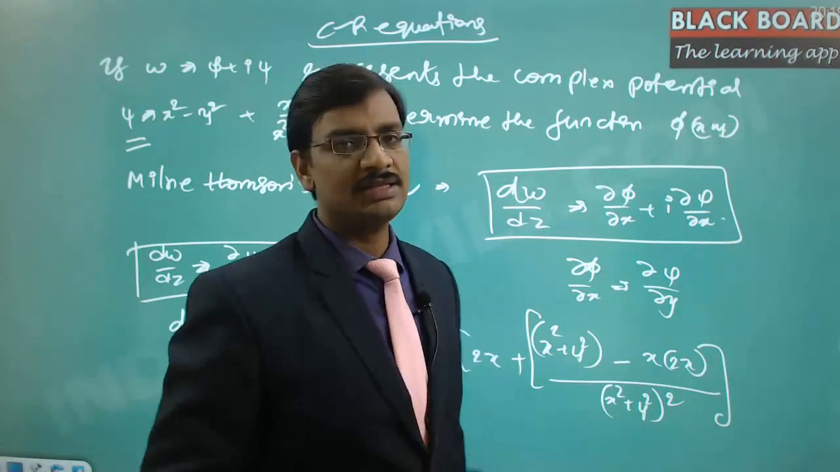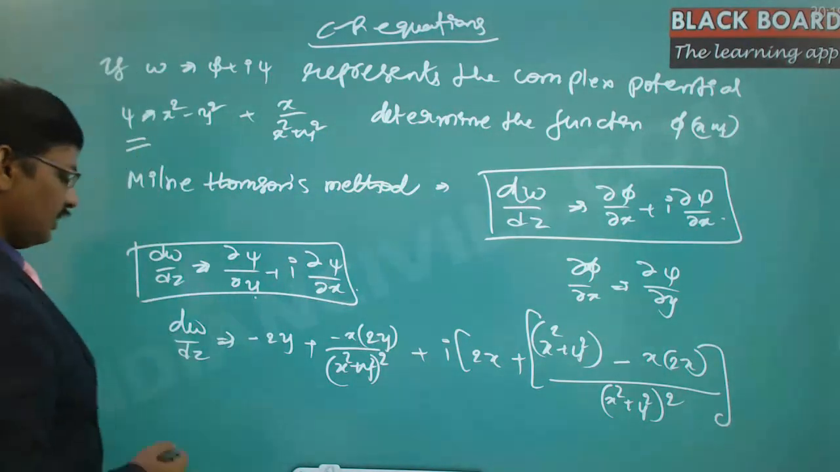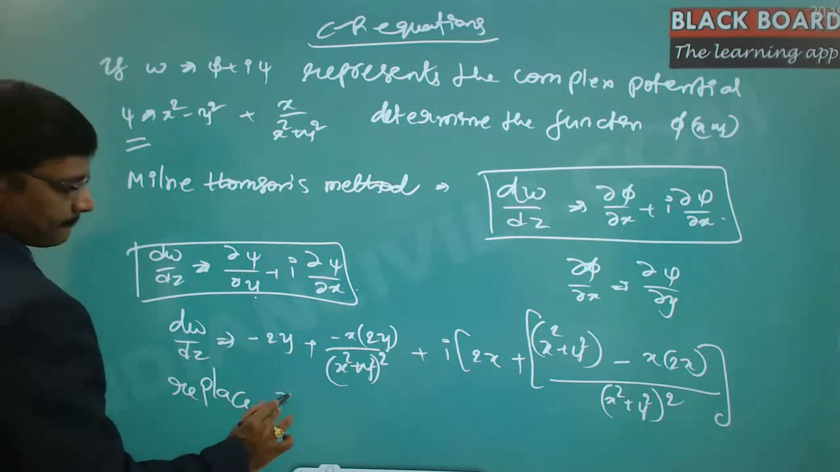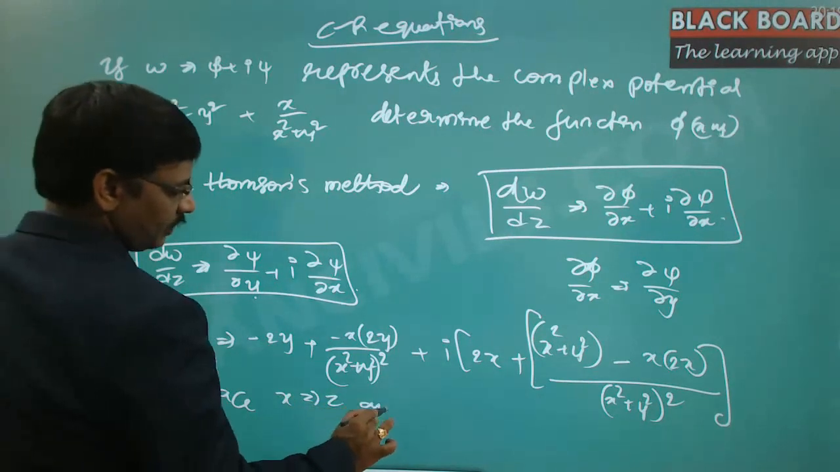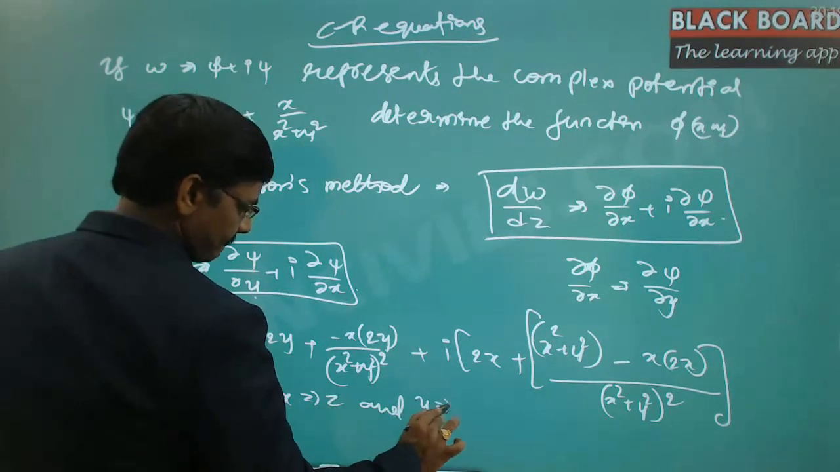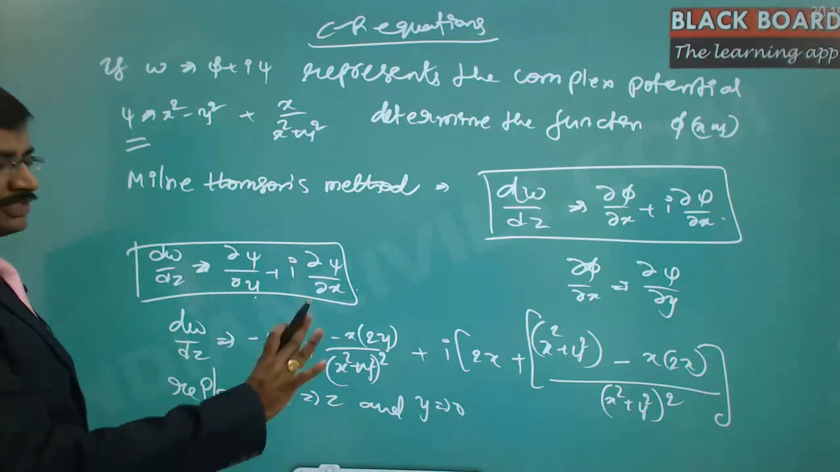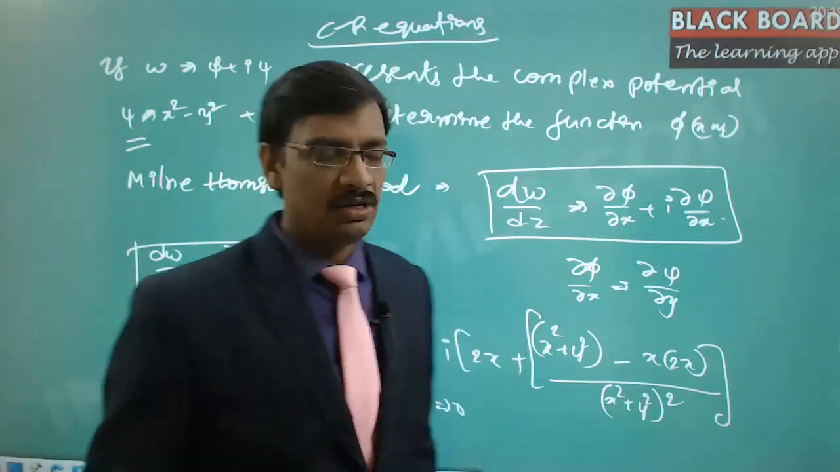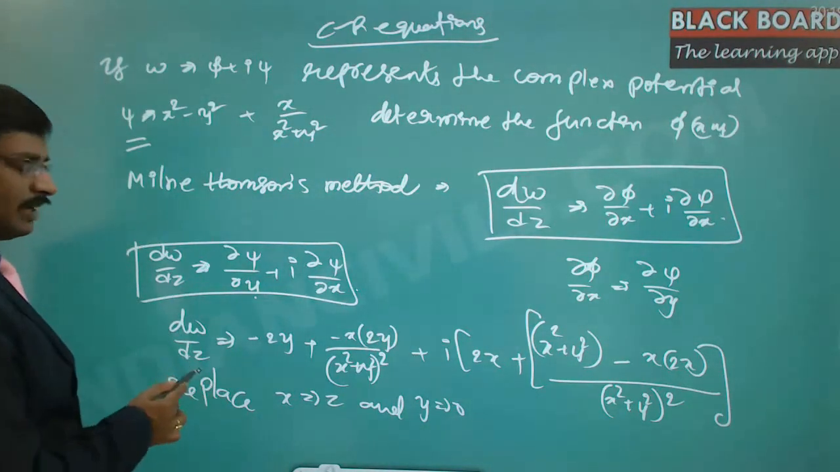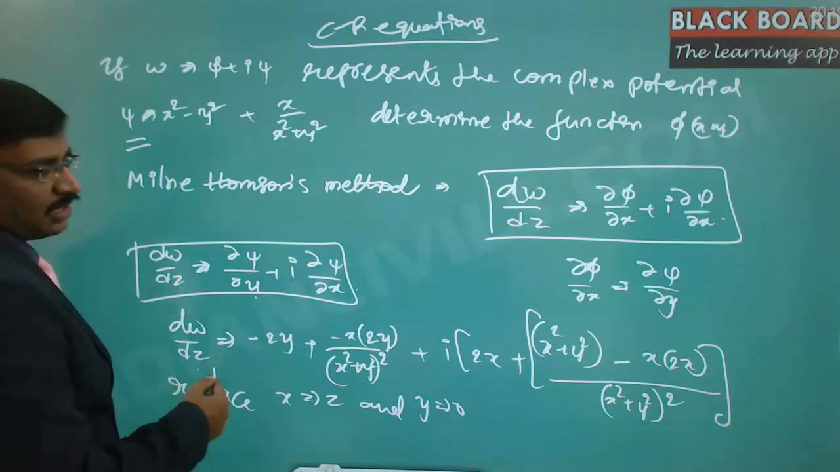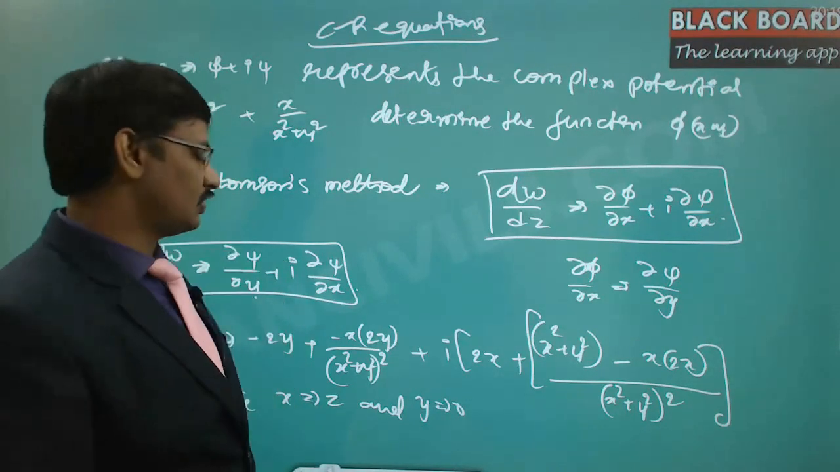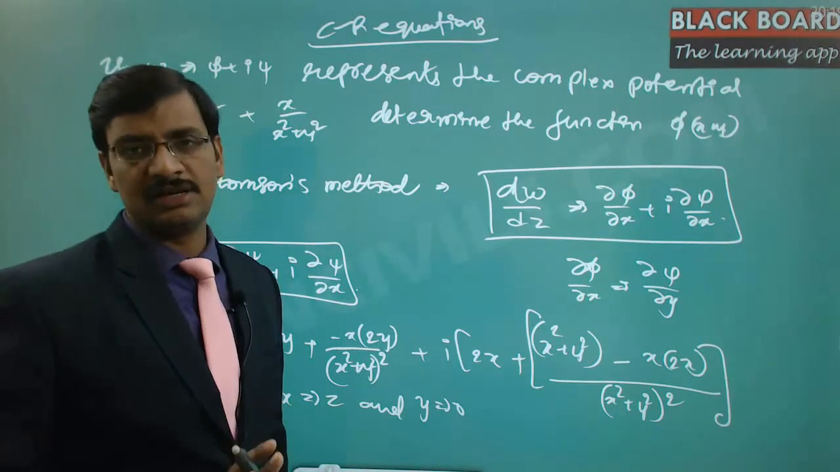Now what Milne-Thomson's method explains is: replace x is equal to z and y is equal to 0, right? And simplify this particular function. So replace x is equal to z and y is equal to 0. And then this dw by dz, whatever is there here, on the right side it will be purely a function of z. Then you can do the integration as if it is the normal integration.